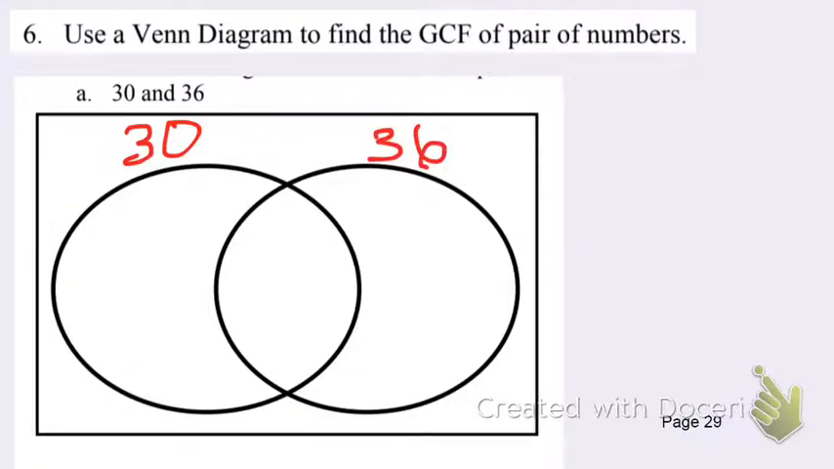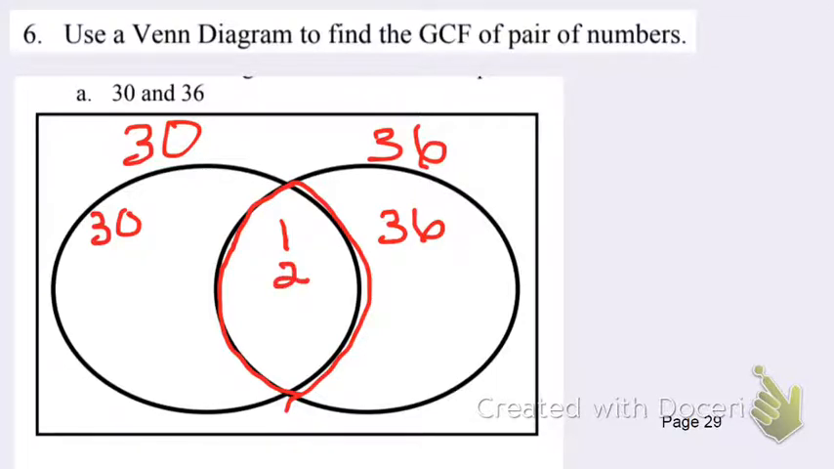So I know that a Venn diagram, anything that is in between both circles means that both numbers share this. So 1 is a factor of both of these numbers because 1 times 30 gives us 30 and 1 times 36 gives us 36. All right, what about 2? Does 2 go into 30? 2 goes into 30 15 times. And 2 goes into 36 because 6 is an even number. 2 goes into 36 18 times.